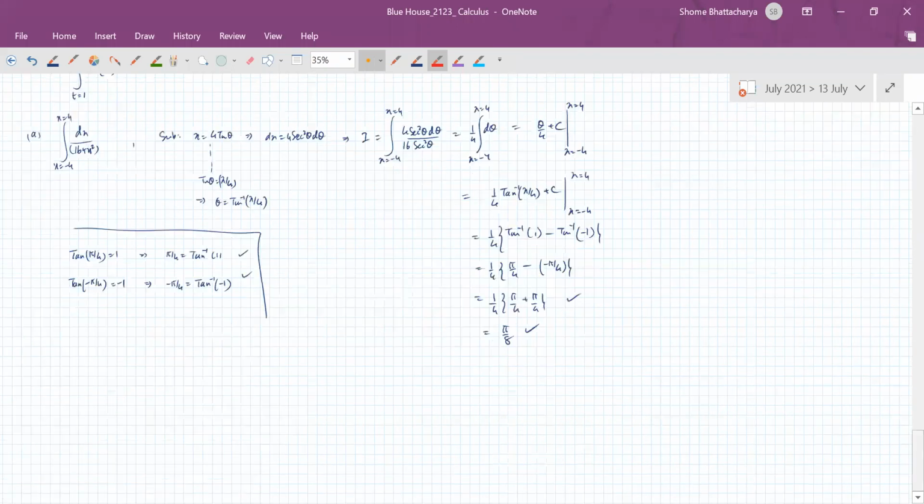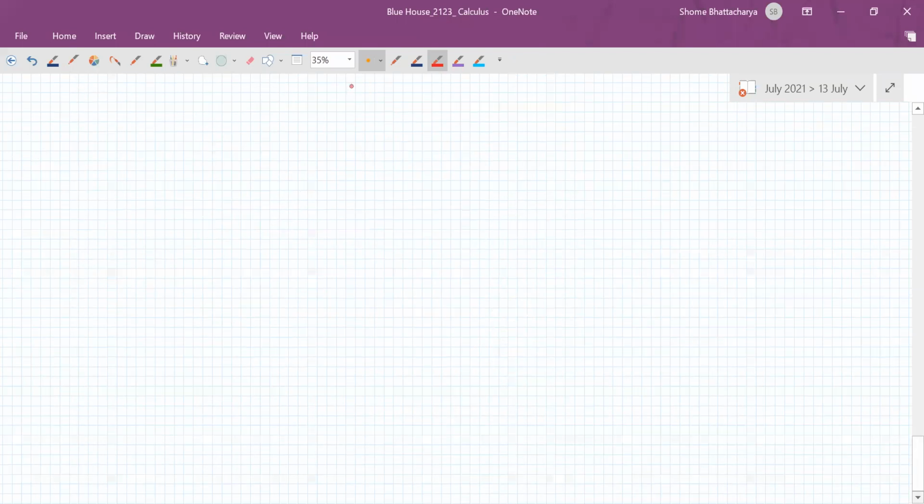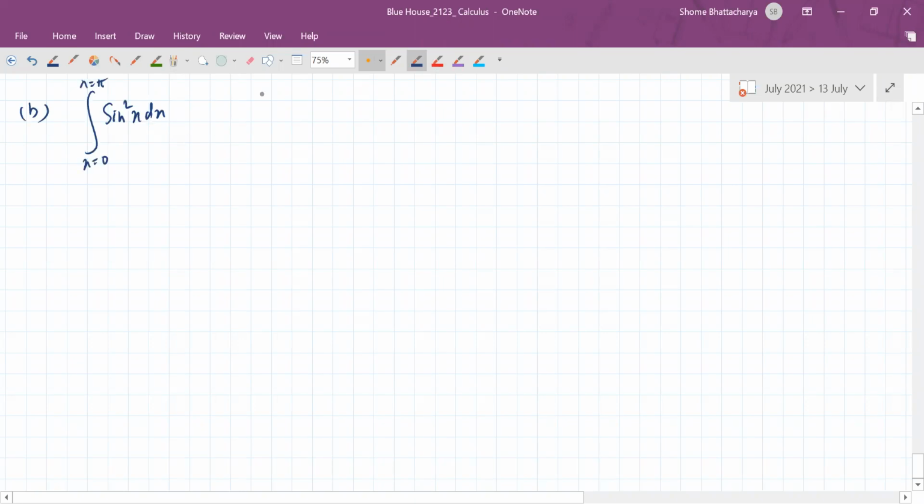Okay, so I'm just completing the second one for those who have not worked it out yet. Sine square x integration from 0 to pi. So we use this identity that cos 2x is 1 minus 2 sine square x, or sine square x can be written as 1 minus cos 2x, whole divided by 2.